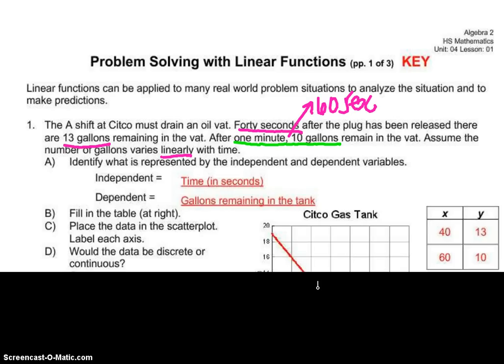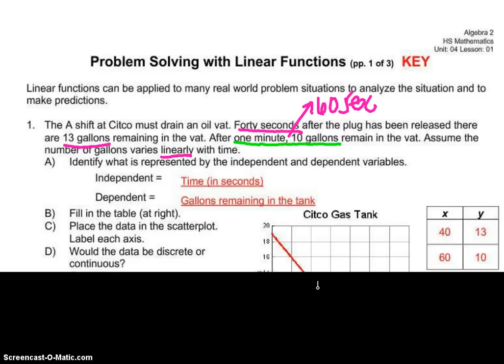Part C says I'm going to place the data in the scatter plot. I'm going to label the axis. So on the right-hand side, I want you to label the graph and actually plot the points. And in a minute, I'm going to scroll down. You'll be able to see what the graph is supposed to look like. So part D said, is this graph going to be continuous or discrete? Now remember, when I give you specific points to plot, that it's discrete. Continuous means that that graph is going to go on forever and ever and ever.